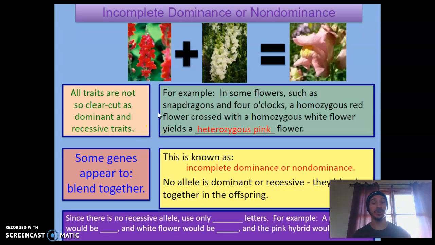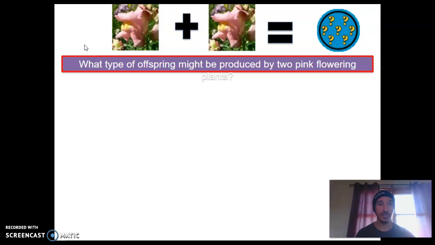So since there is no recessive allele, we will only use capital letters. All right. So for example, a red flower would be big R, big R. A white flower would be big W, and a pink flower, the blending of red and white, we'll just make it big R, big W, right? Let's keep it simple. Let's not get our wires crossed with incomplete dominance and then dominance and recessiveness, because they're different patterns of inheritance.